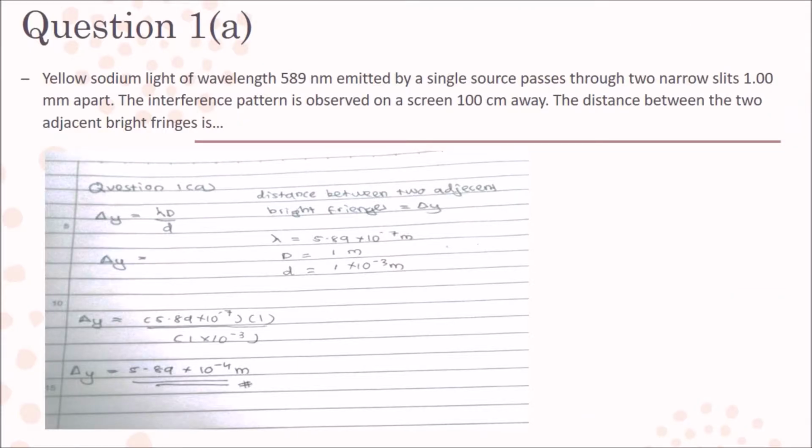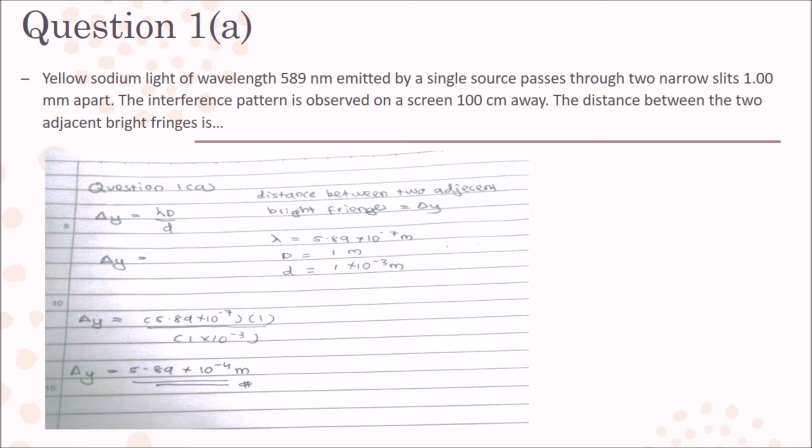For question 1a, yellow sodium light of wavelength 589 nanometer emitted by a single source passes through two narrow slits 1 millimeter apart. The interference pattern is observed on a screen 100 cm away. The distance between two adjacent bright fringes is?